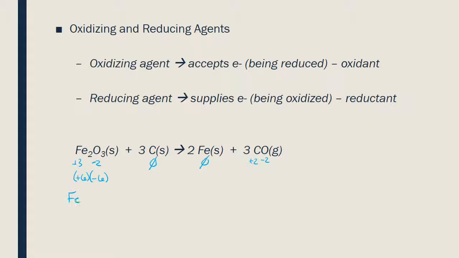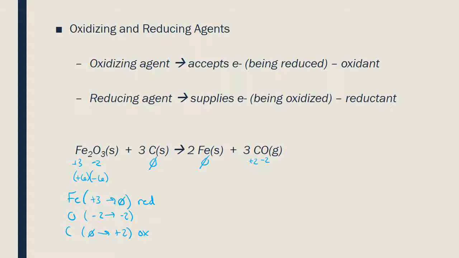So iron is going from +3 to 0. Oxygen is going from -2 to -2. Carbon is going from 0 to +2. Iron's becoming more negative, therefore it is being reduced. Oxygen's a spectator ion, and carbon is going from 0 to +2. It's losing electrons, therefore it's being oxidized.